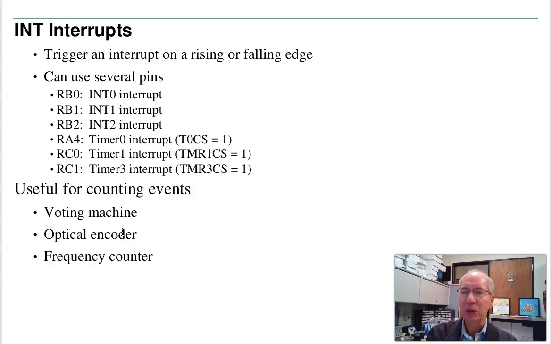And with that, I can build a voting machine, count every rising edge, an optical encoder, count the edges as you turn a knob. The number of edges tells me how far the knob is spun. Or a frequency counter. To measure frequency, I need cycles per second. The edge interrupts can measure edges or cycles.